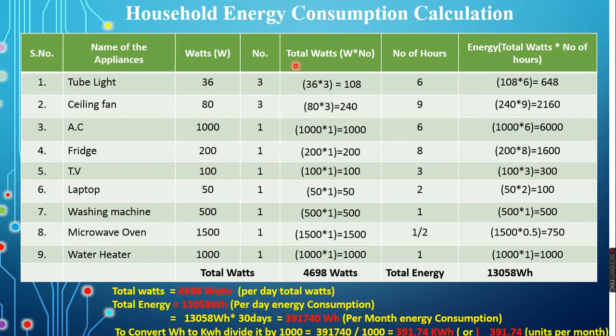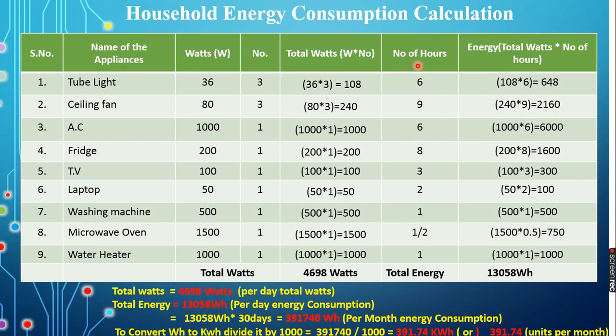For the next column, total watts, how to calculate the total watts? For that calculation, watts into numbers, that is we have to multiply the watts by the total number of appliances. That is 36 watts into 3 numbers, we are getting a total of 108 watts. For the tube light, 3 quantity we are using, so the total watts is around 108 watts.